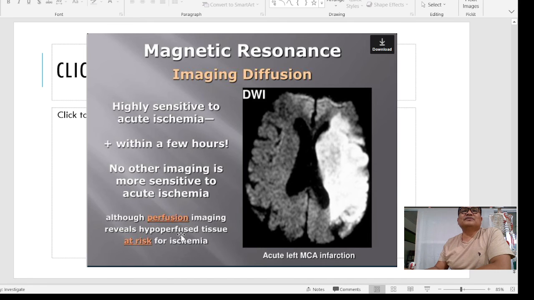Although perfusion imaging reveals hypoperfused tissue at risk for ischemia. So you can do this with a CT scan with perfusion. We can see that this area has no blood flow. We can detect that even within a few hours. So, DWI.